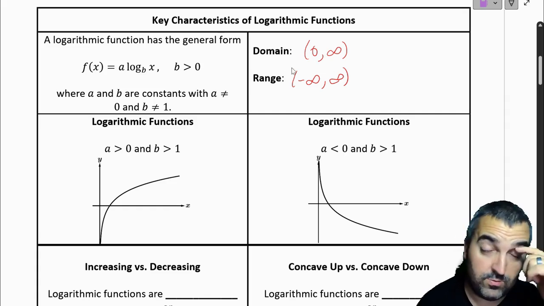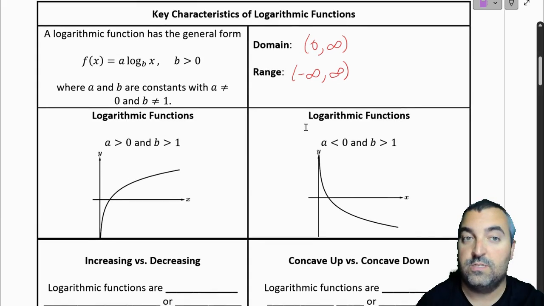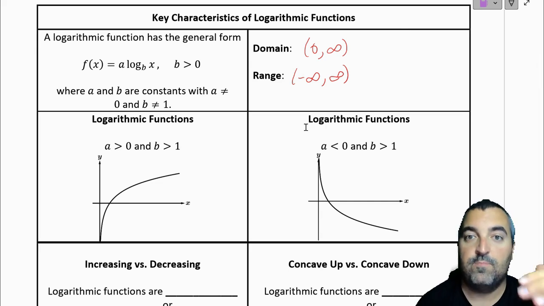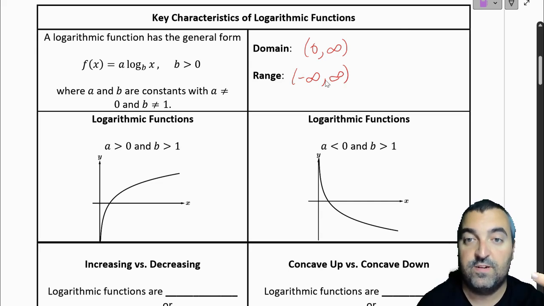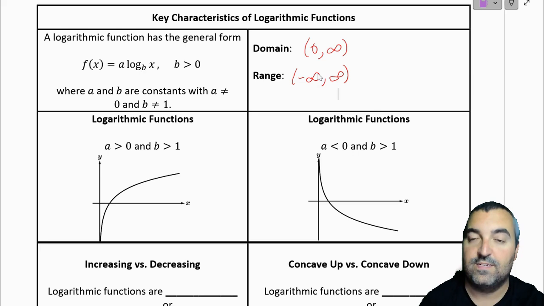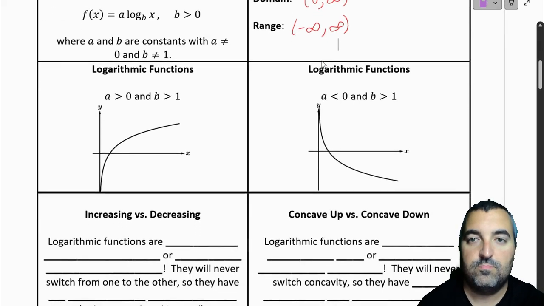This can change, right? If you have some reflections and things like that, but just like an exponential, growth or decay, your domain was always the same, of negative infinity to infinity. Well, that's now our range. And then the range of the exponential was the other way, right? It was always 0 to infinity, or negative infinity to 0. It'll be kind of similar for logs.